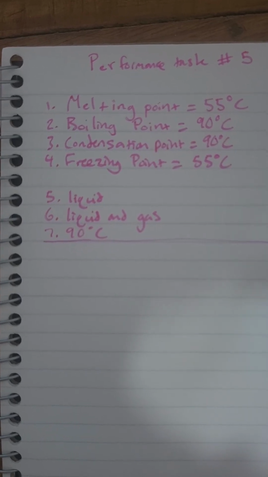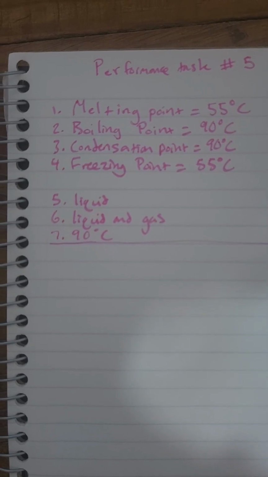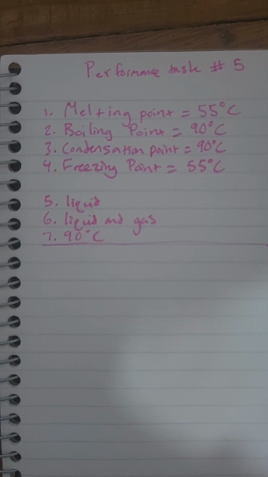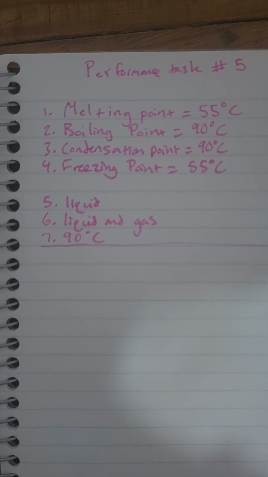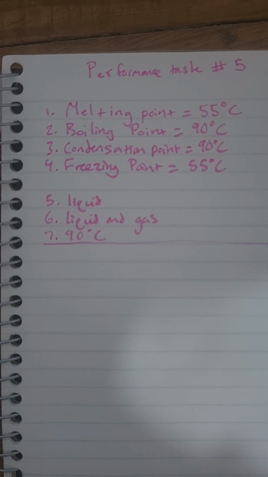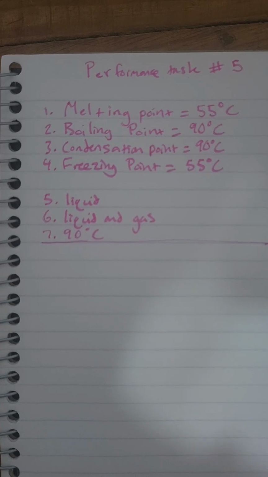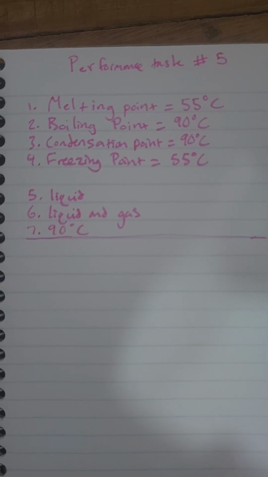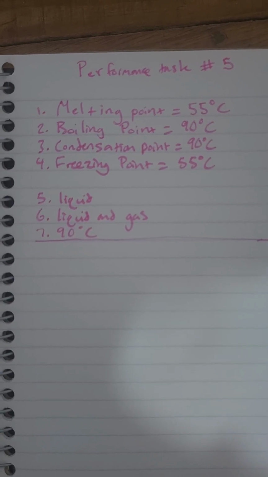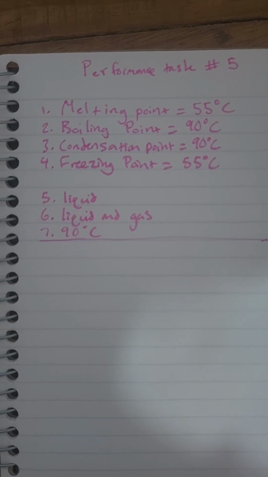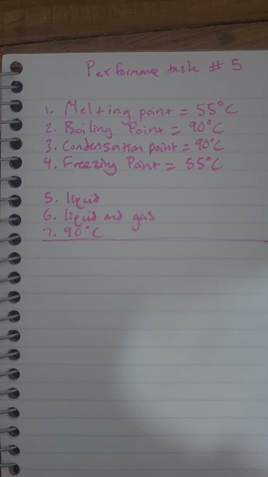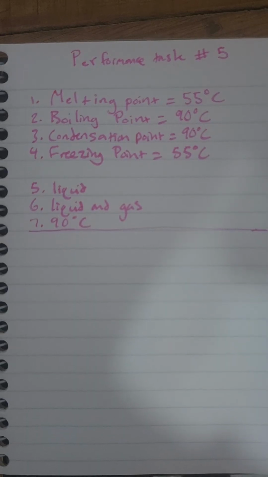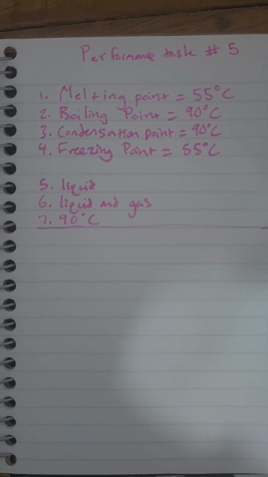So the condensation point will be actually the same as the boiling point. If you were to read this basically backwards as a cooling curve, condensation point will be 90 degrees Celsius when the vapor starts turning back into liquid. And similarly, the freezing point will also be the same temperature as the melting point when that liquid begins to start turning into a solid.